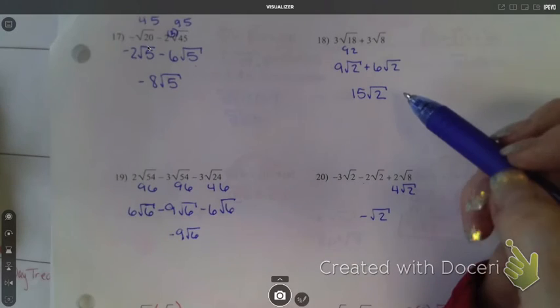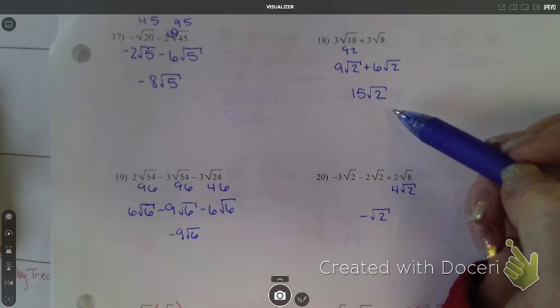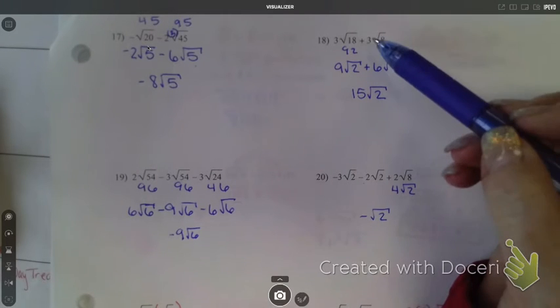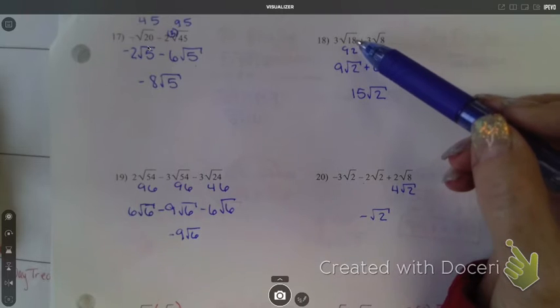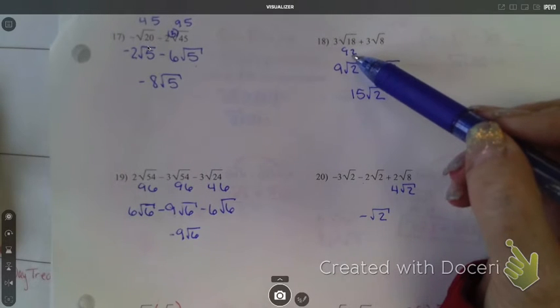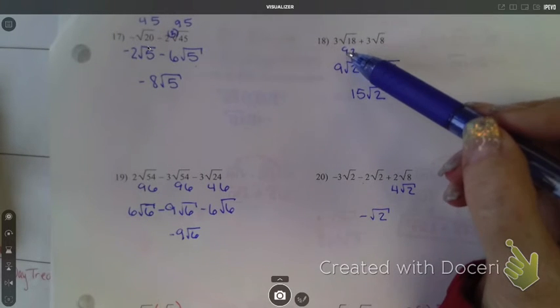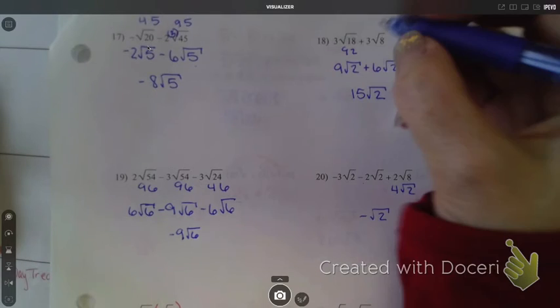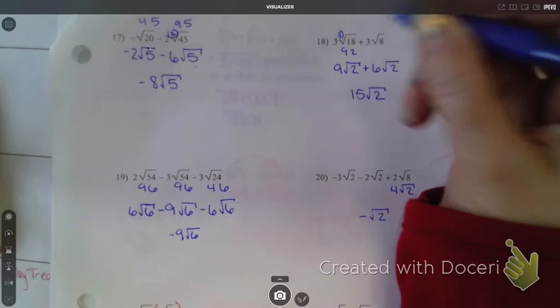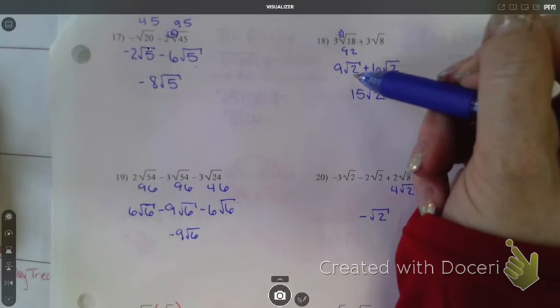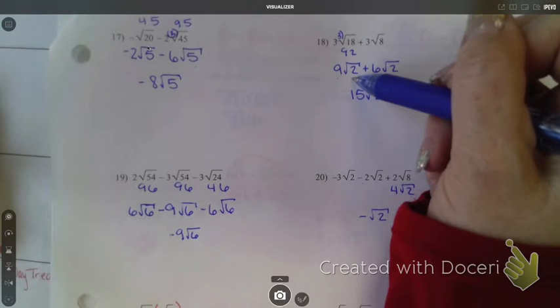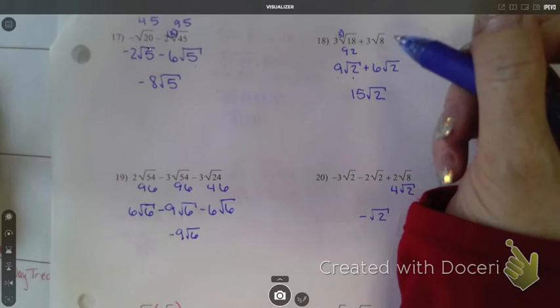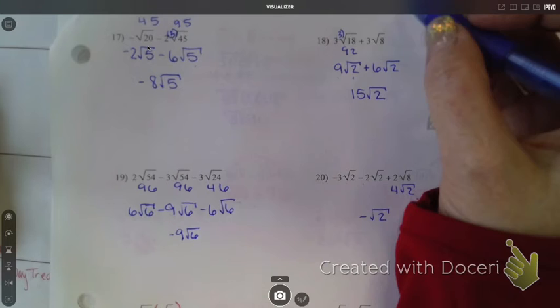Okay, 18. Did you get 15 square root of 2? No, I got 33 with the square root of 2. 18 should have been 9 and 2, yes? What's the square root of 9? 3. What is 3 times 3? 9. So you should have 9 square root of 2 for the first term. Oh, I know what I did. I forgot to take the square root of 4, and then I just did 4 times 3 and got 12.